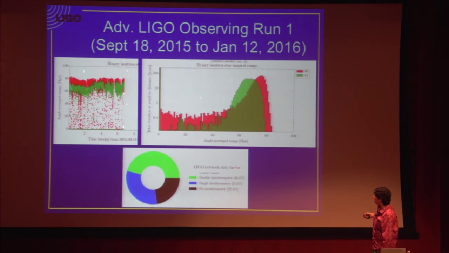And they're also running with a pretty good duty factor, which is that in order to collect data that's scientifically reliable, both the detectors have to be running in high sensitivity mode at the same time, and that's what this green part of the pie chart is, which is the double coincidence for the LIGO network, and that's around 46%. So these are all really, for us, very encouraging benchmarks for this observing run.